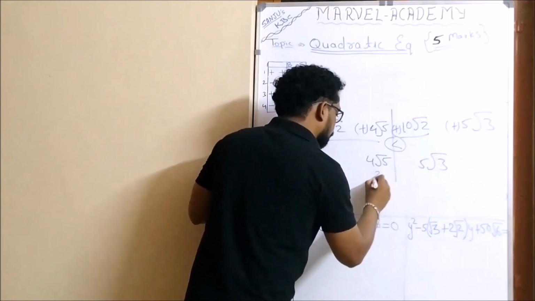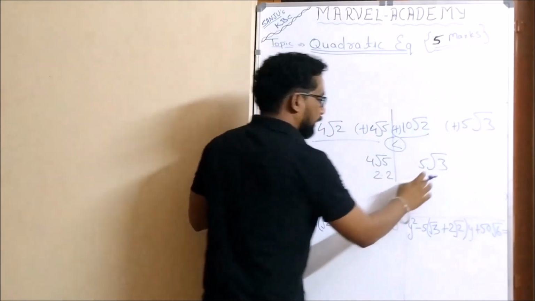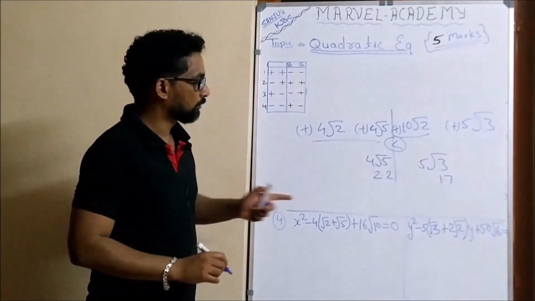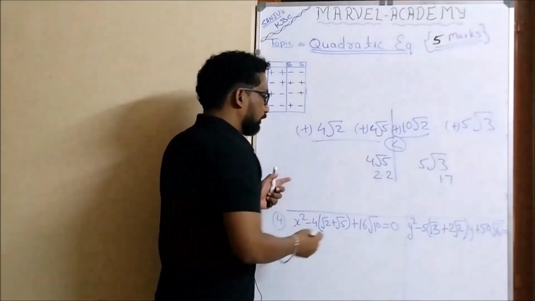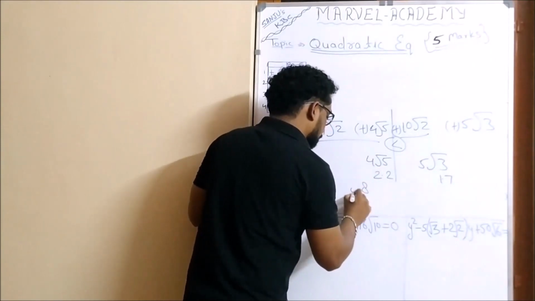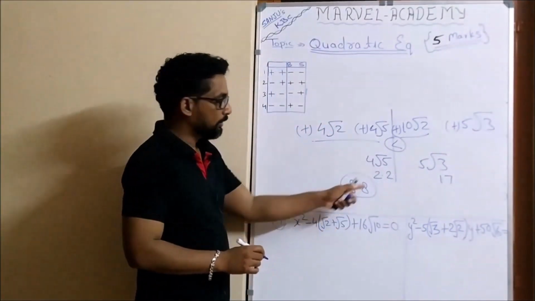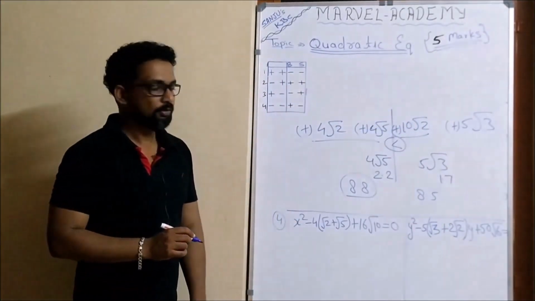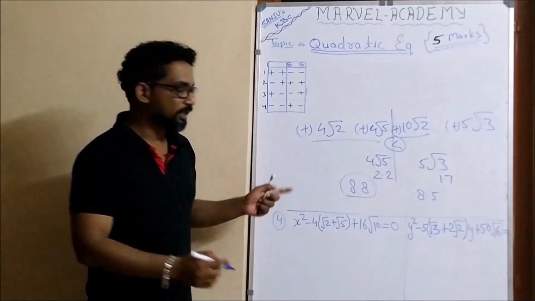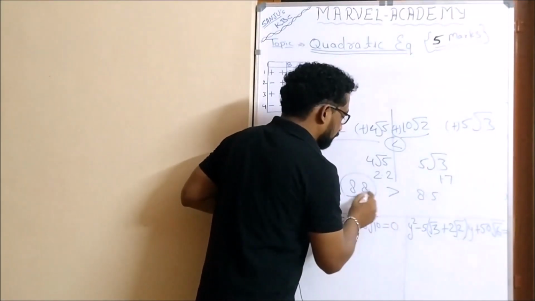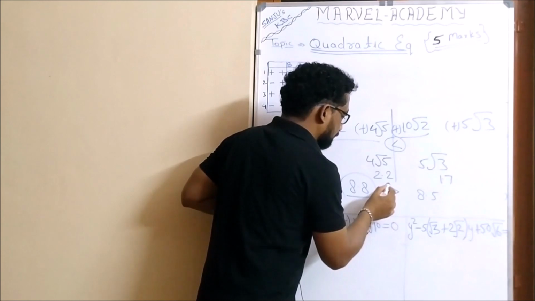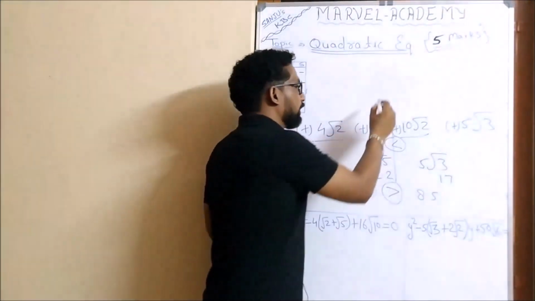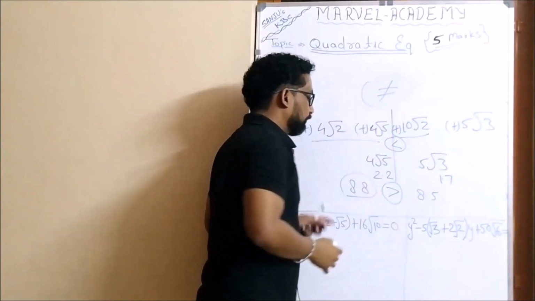2.2 and the value of root 3 is 1.7. So by multiplying this we will get 8.8 and 8.5. So here we observe that the value of x is greater than the value of y. So the relation cannot be determined. Okay.